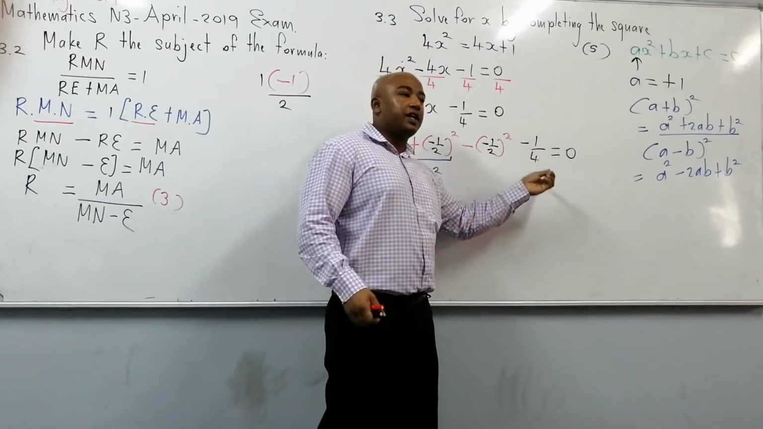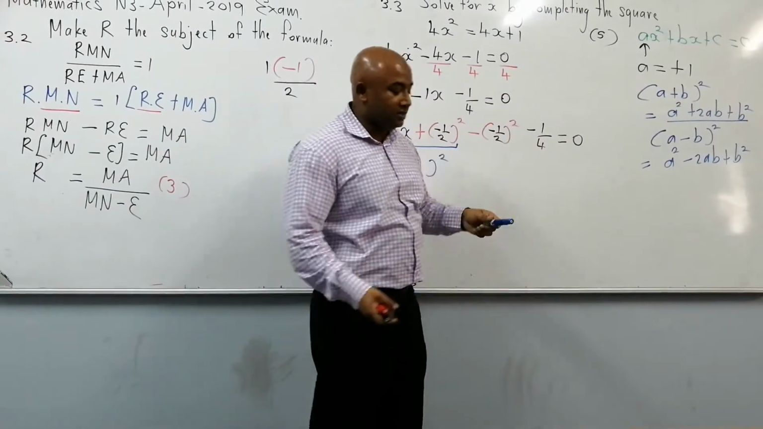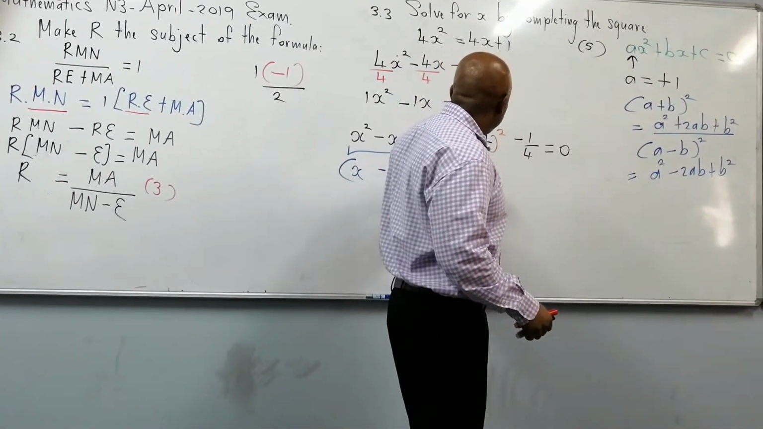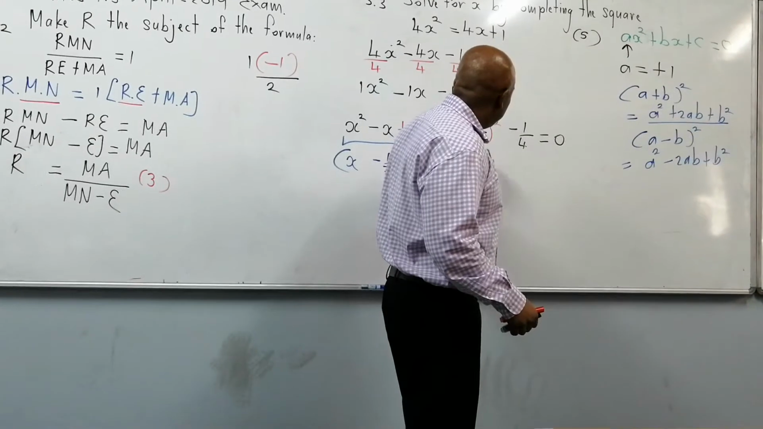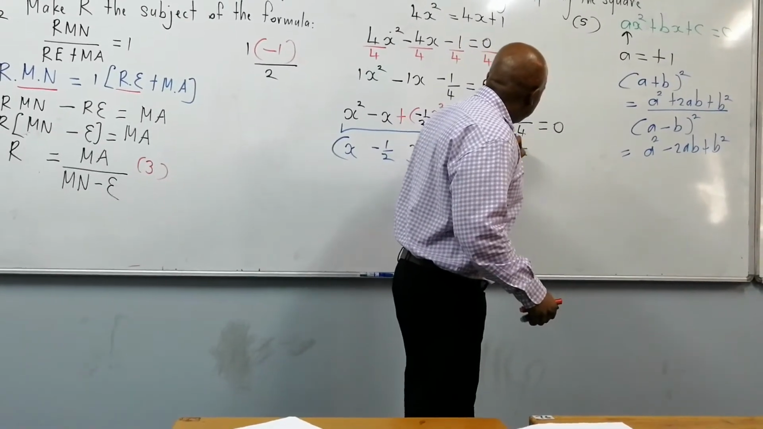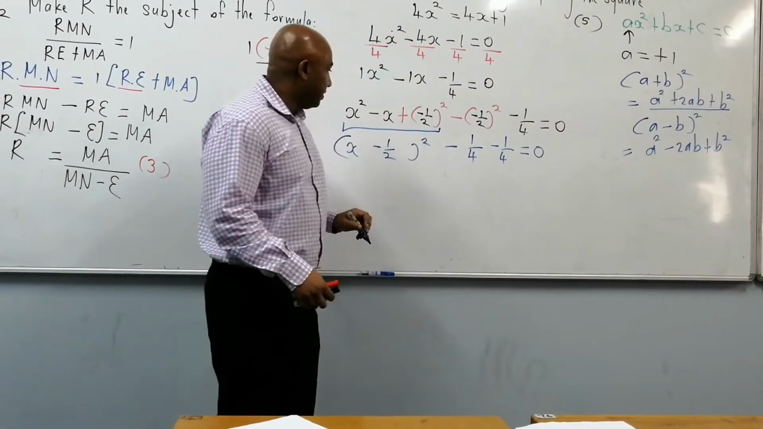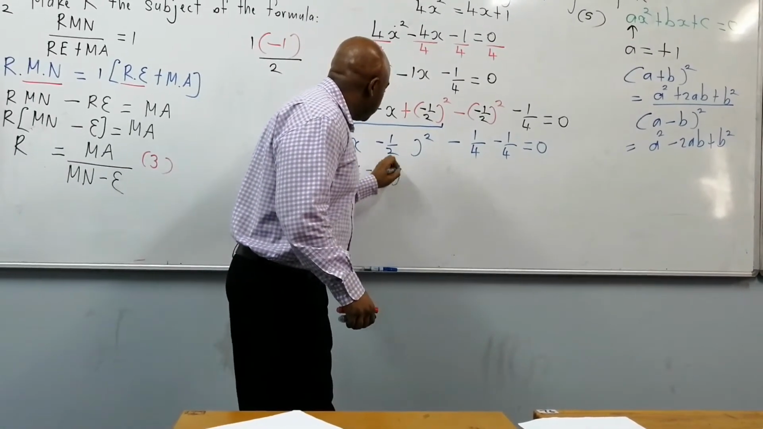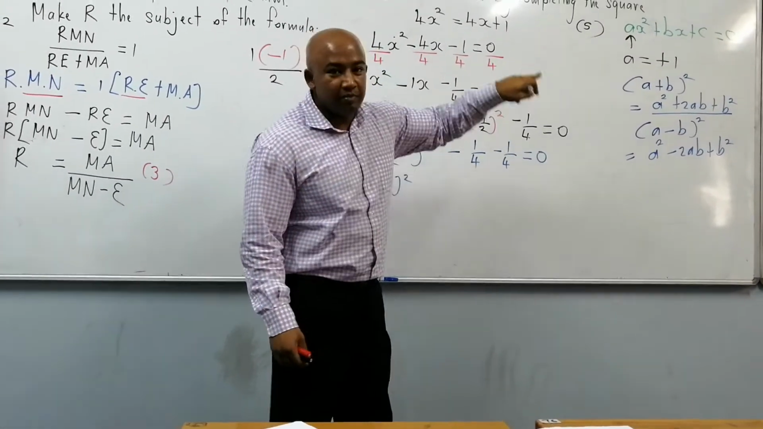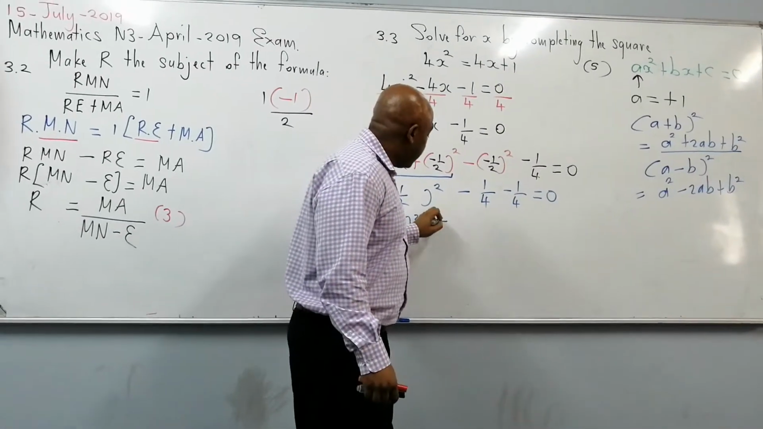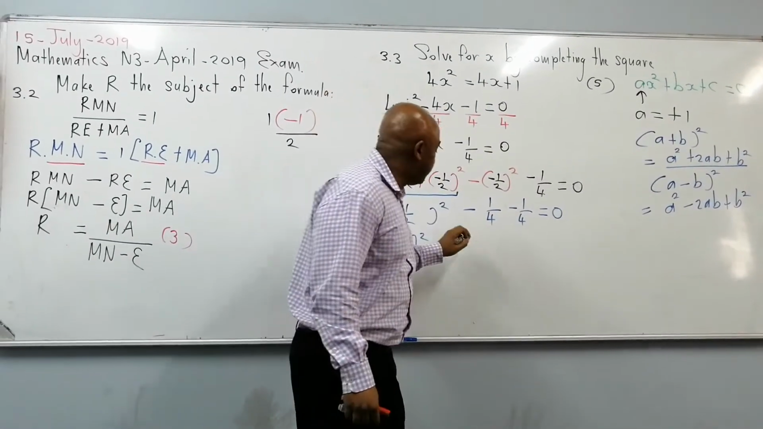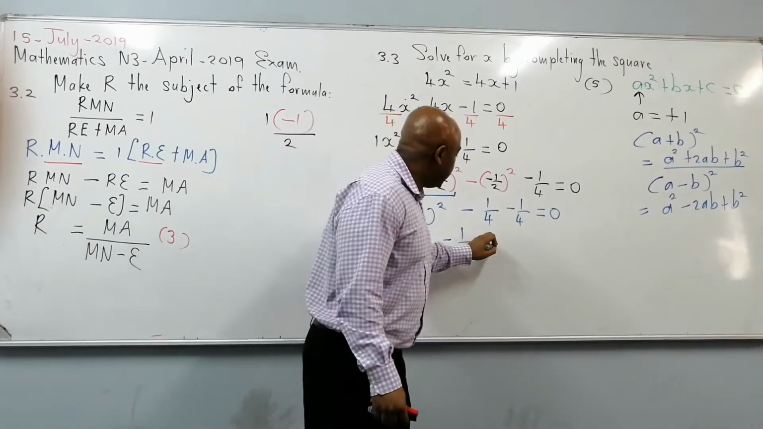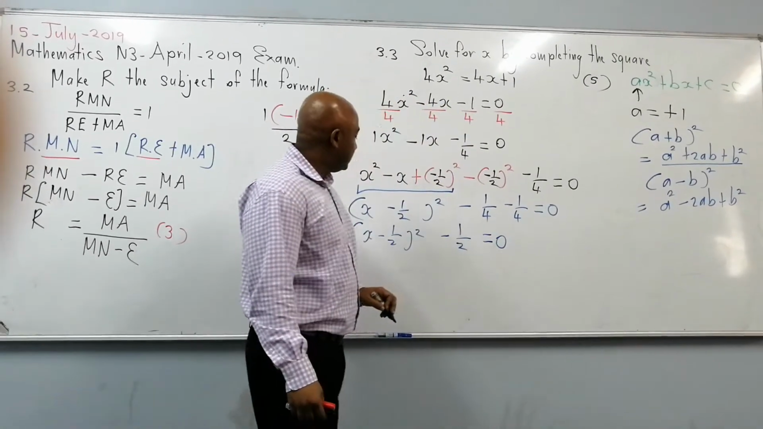These two terms, you work it out and take it to the other side. Okay. So now, let's work this out. We got minus 1 over 2 squared, that's going to be 1 over 4, minus 1 over 4 is equal to 0. Okay. So I got x minus 1 over 2 squared, minus 1 over 4 is minus 2 over 4, which is the same as minus 1 over 2. You're clear with that? Equal to 0.